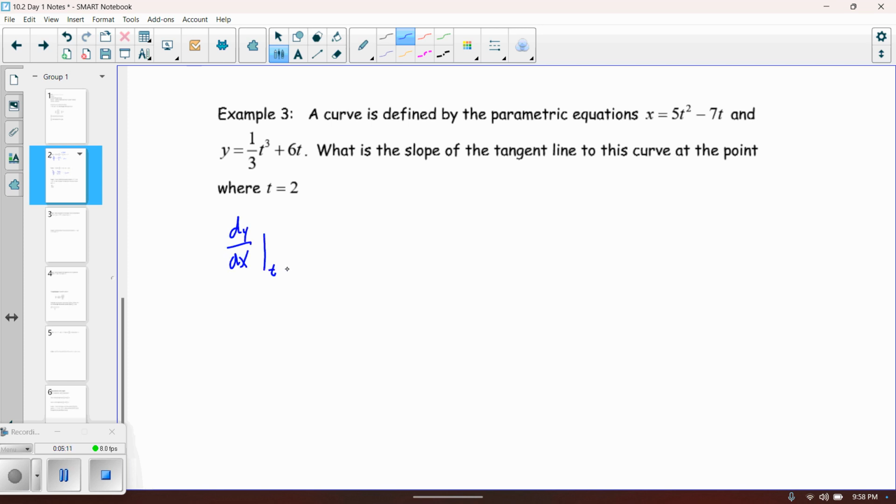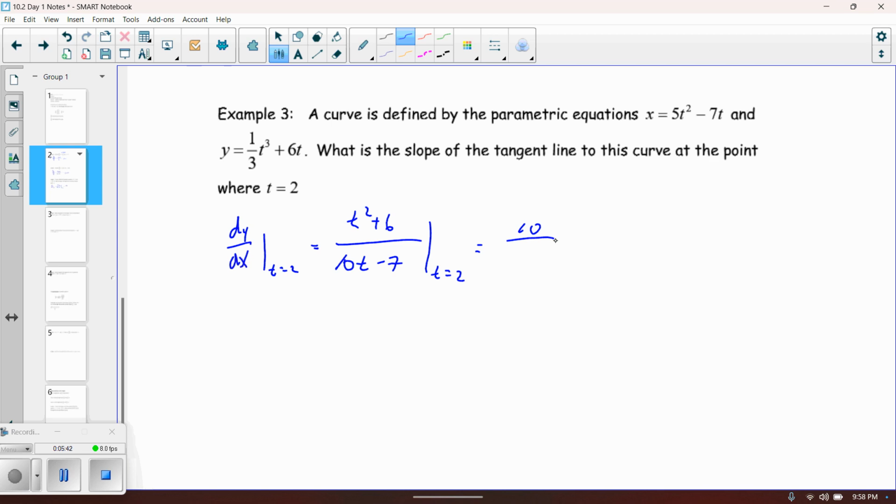this time at t equals 2, is going to be dy over dt. Well, that's going to be, bring down the 3, t squared plus 6, divided by dx over dt, which is going to be 10t minus 7. And once again, evaluated at t equals 2. Just plug in t equals 2. What's that? 4 plus 6 is 10 on top.